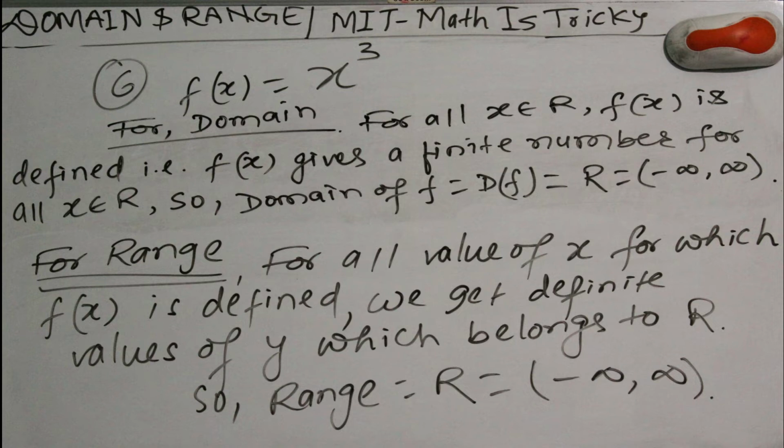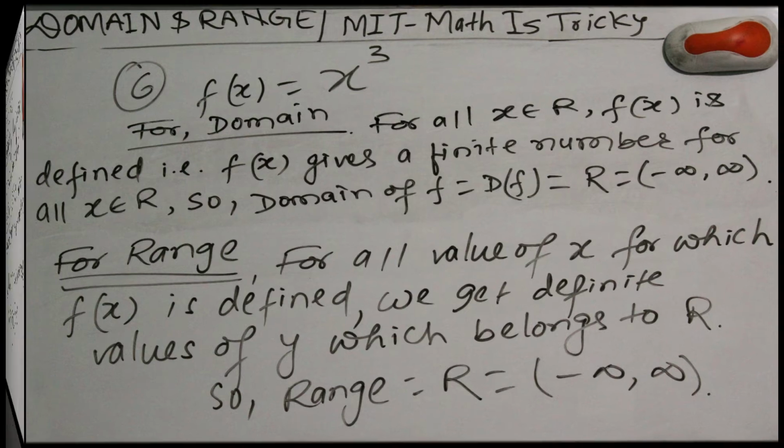And for the range, for all the real values of x that belong to the domain, we have a definite value of f(x), that is, f(x) is defined, and we get definite values of f(x) which belong to the set of real numbers. It means in this case also the domain and range of the function are the same, and that is the set of real numbers. It's so simple.